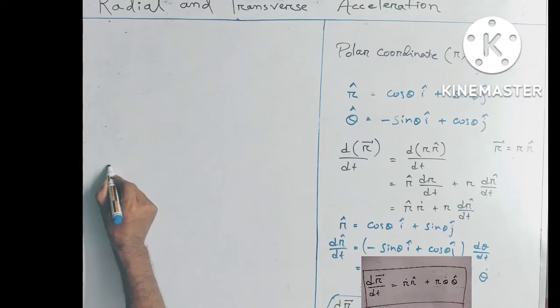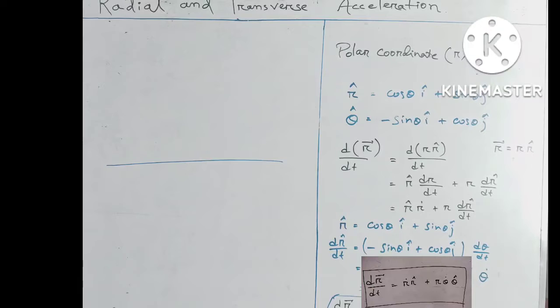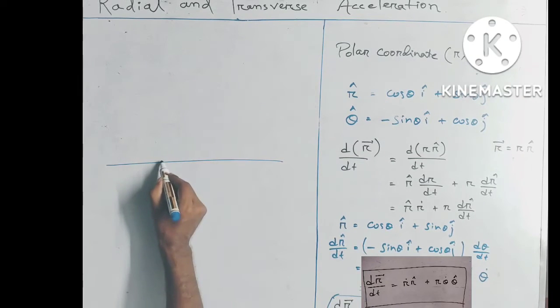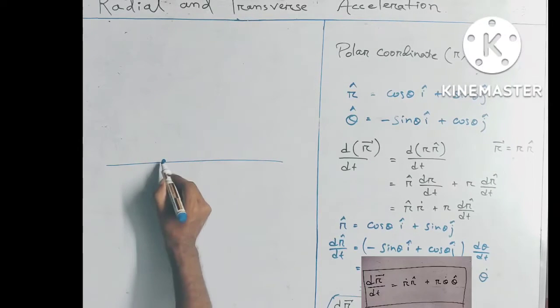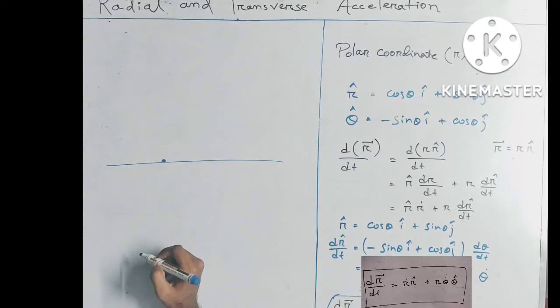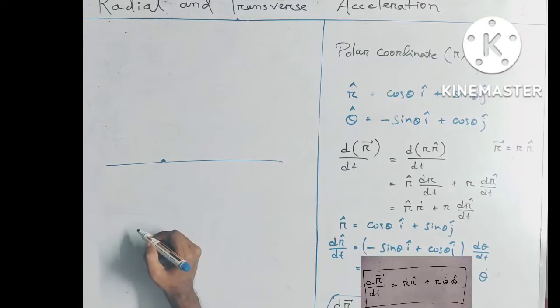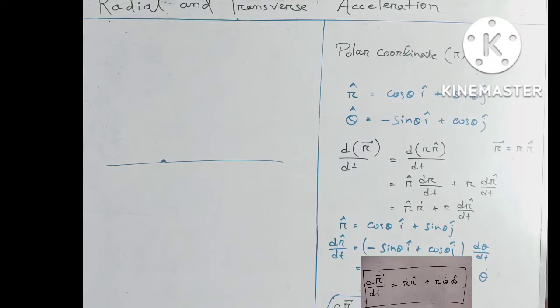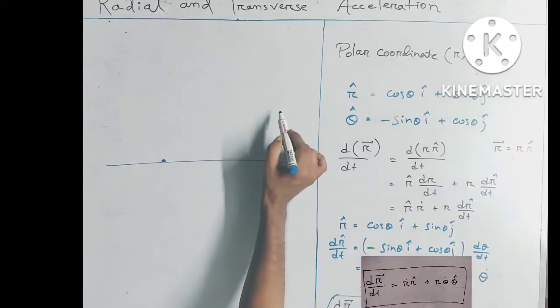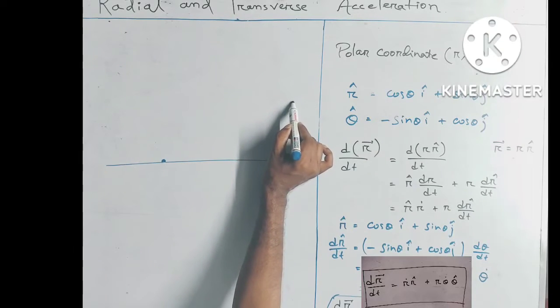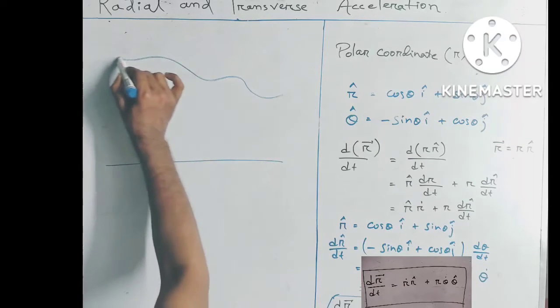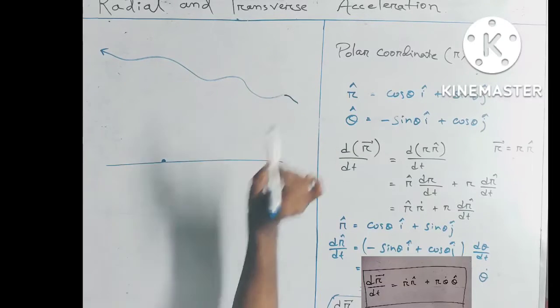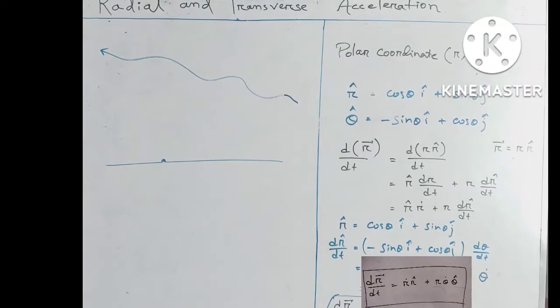Suppose this is a horizontal surface, and suppose there is a radar placed here, which can find out enemy aeroplanes, enemy jets, etc. So let's say a fighter jet is moving in this direction, and this is the radar.